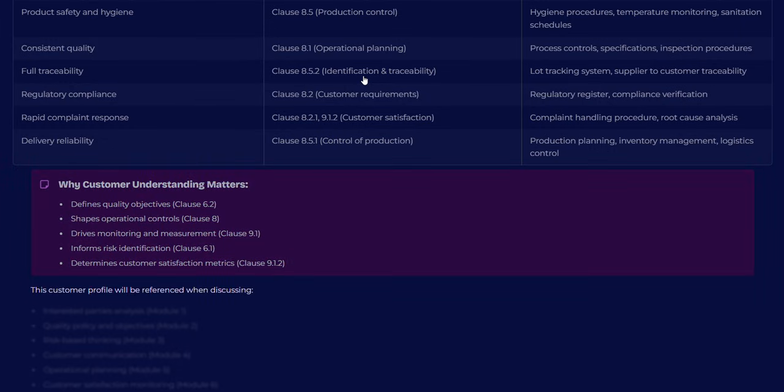So this customer profile, we are going to reference it when we are discussing interested parties analysis in module one. And then when we are discussing quality policies and objectives in module two, risk-based thinking in module three, customer communication in module four, operations planning in module five, and when we discuss customer satisfaction monitoring in module six.